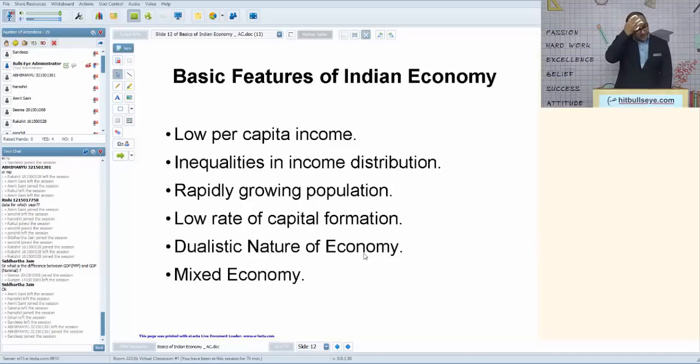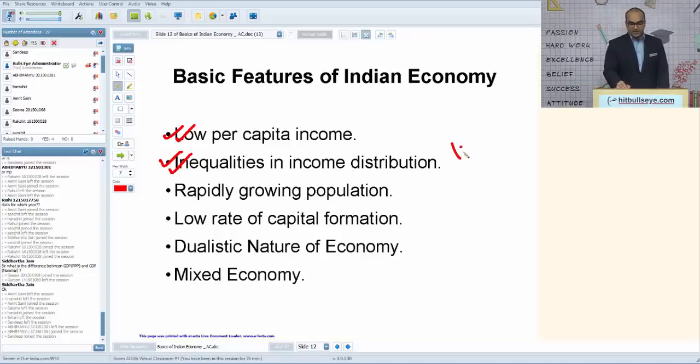Yeah. So next, what we'll talk about are the basic features of the Indian economy. I'm sure most of you already know these features. Low per capita income. A large proportion of our population is below the poverty line, and it does bring down the average per capita income in the country. There are huge inequalities in income distribution.